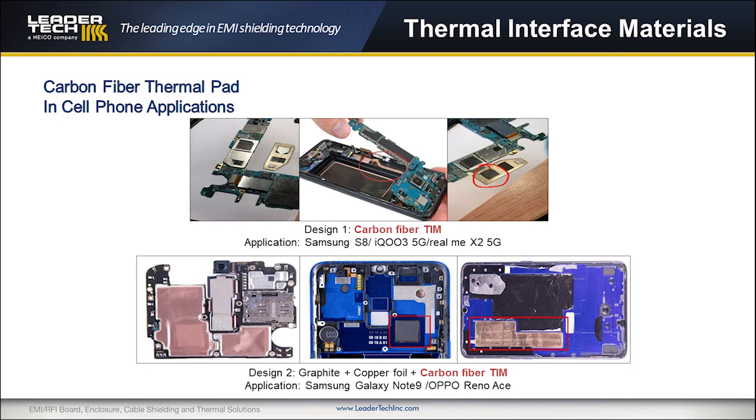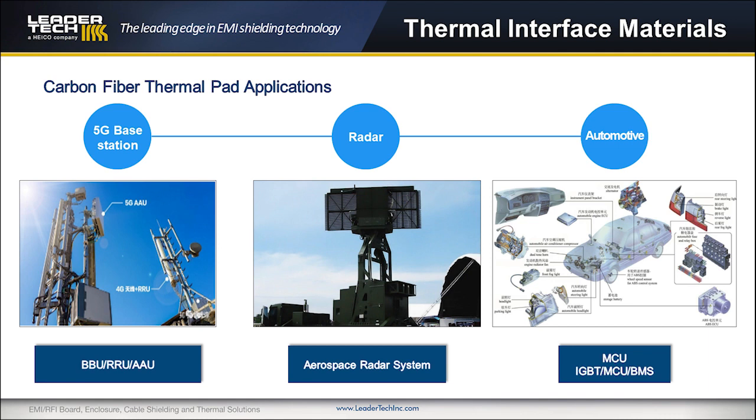Because of their specific design, Samsung has been one of the main users of carbon fiber thermal products in recent years, particularly the Samsung S8 and Samsung Galaxy Note 9. The Samsung S8 uses a Solution 2 configuration of a single carbon fiber sheet, and the Samsung Galaxy Note 9 uses a Solution 1 configuration of two thermal sheets, graphite and carbon fiber, between a heat spreader, a copper foil sheet. As mentioned previously, TCF material applications range from 5G base stations, aerospace and radar systems, and electric vehicles.